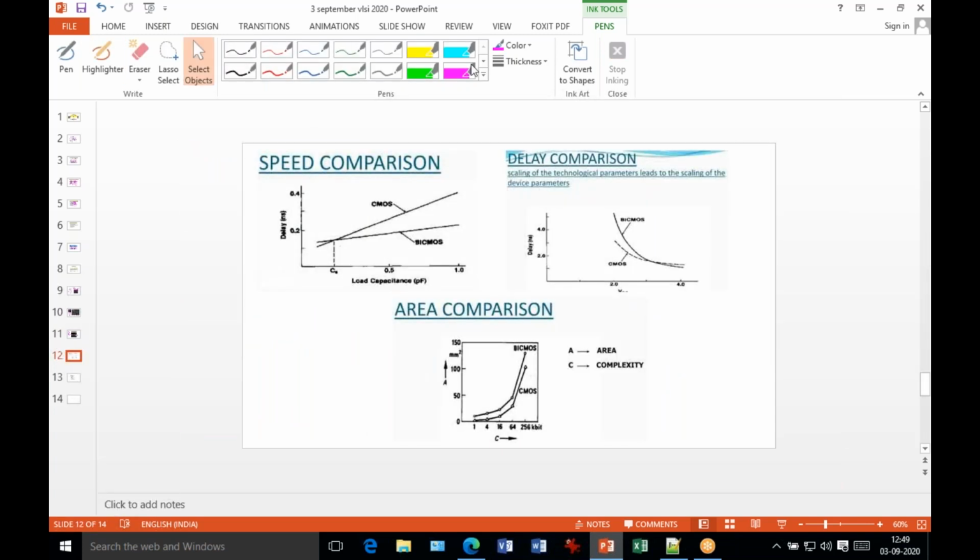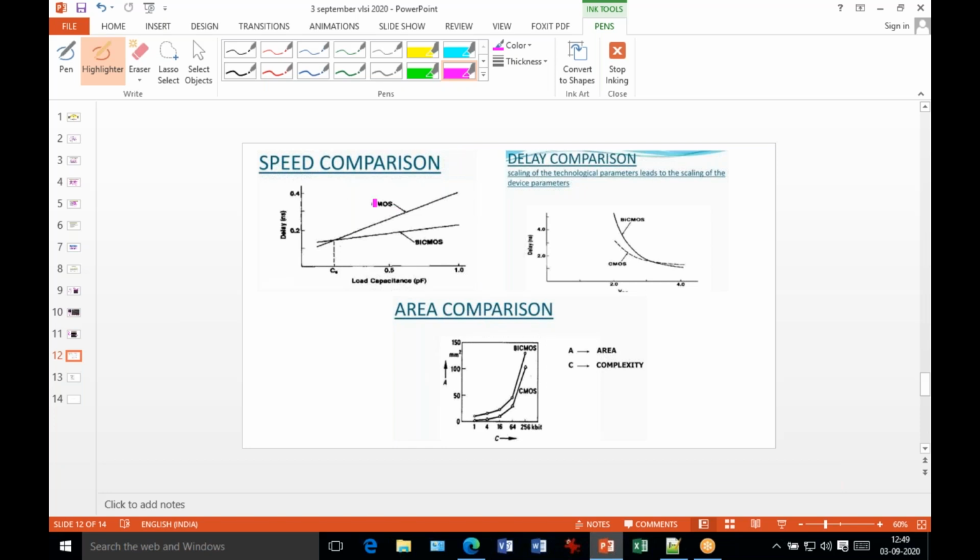And one more thing you have to understand: we are talking about the speed, and we are talking about the area, and we are talking about the delay. So actually the VLSI industry is a very greedy industry. They are talking about low cost, high speed, and low power.